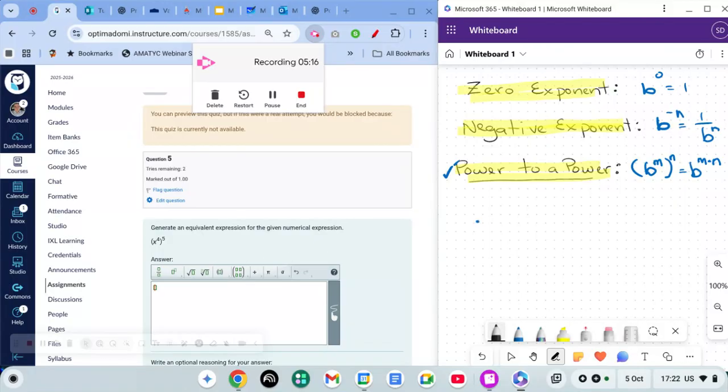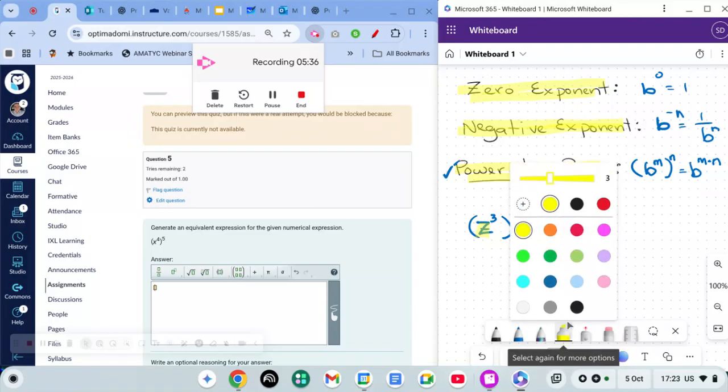So I'm going to change the letter. Let's say Z, could be any letter, it could be any number. The base could be any letter or any number. Let's say it's Z to the third power, and then all of that raised to the 12th power. So what we're going to do is keep the base, which is the Z.